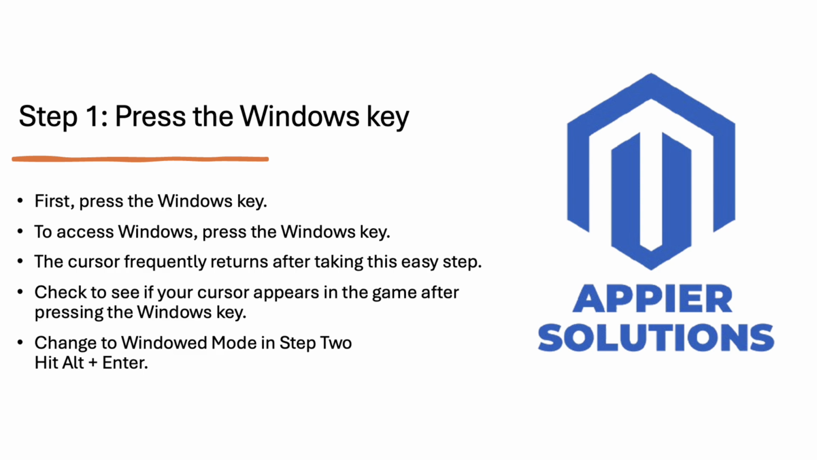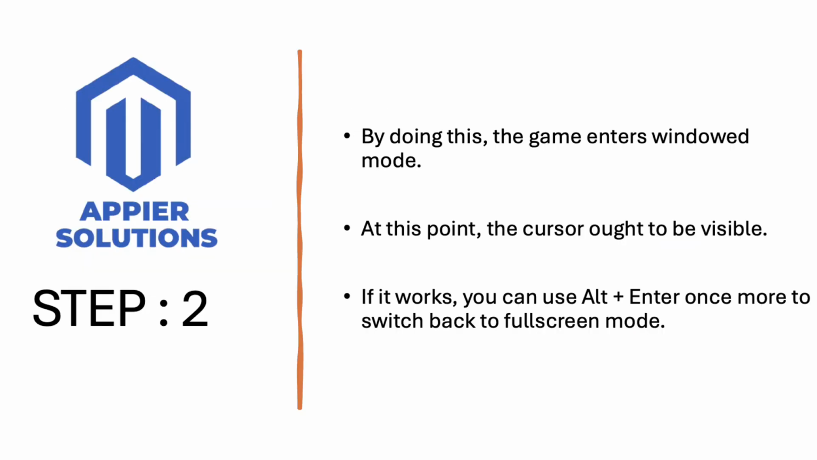Step 2, change to windowed mode. Hit Alt plus Enter. By doing this, the game enters windowed mode. At this point, the cursor ought to be visible. If it works, you can use Alt plus Enter once more to switch back to full screen mode.